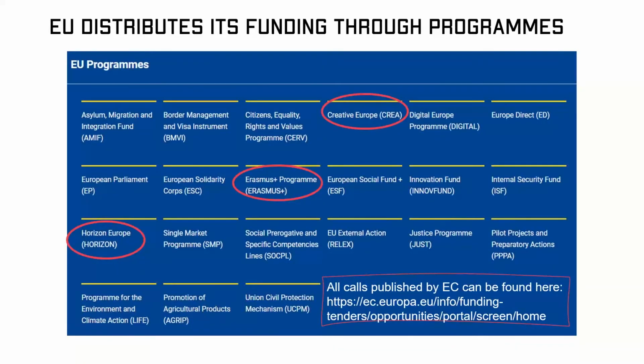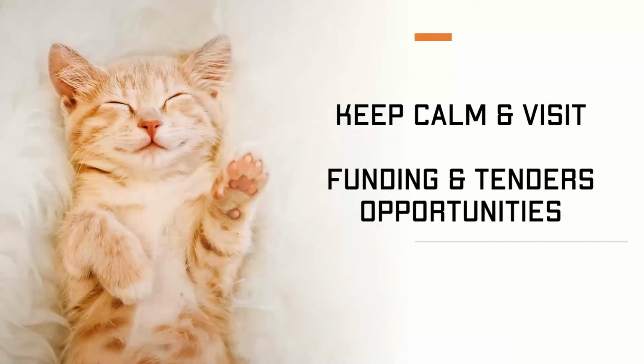So the EU distributes its funding through programs. Here, when you go to the Funding and Tenders Opportunities Portal, you have this big picture of the EU funding and their programs. Today we will explore 3 programs that I think are more relevant for Arctic projects: Creative Europe, the Erasmus program, and Horizon Europe. Of course, according to your specificity and your project, maybe another program can apply. But I would say that it's not worthwhile for me to tell you about them today because it's really specific, but it's worth exploring anyway. So keep calm and explore this Funding and Tenders Opportunities Portal because it's really where you can find the information.